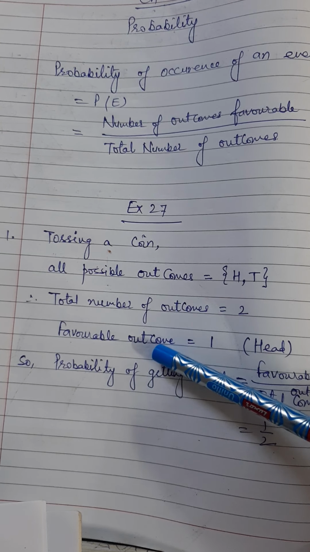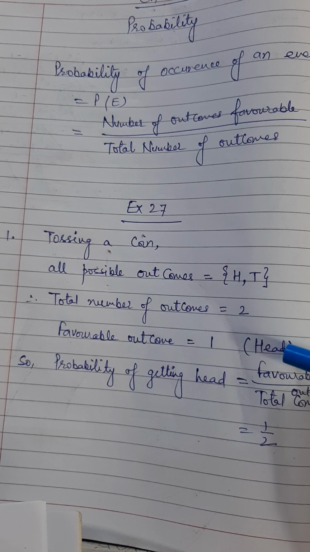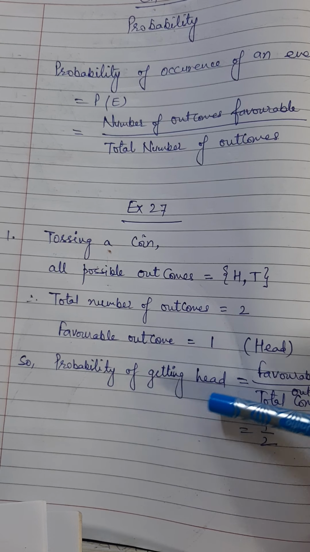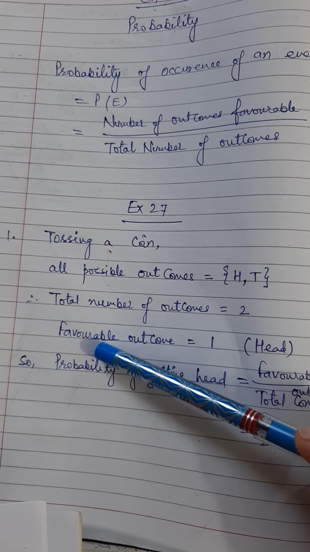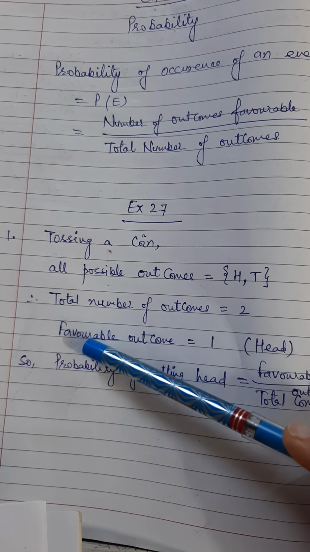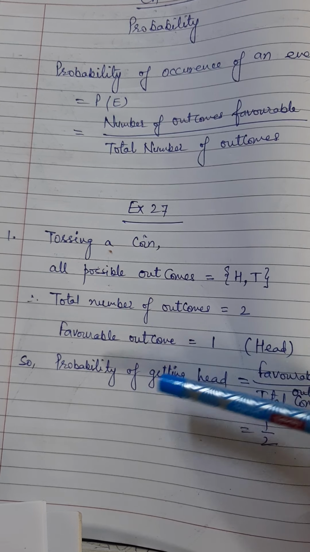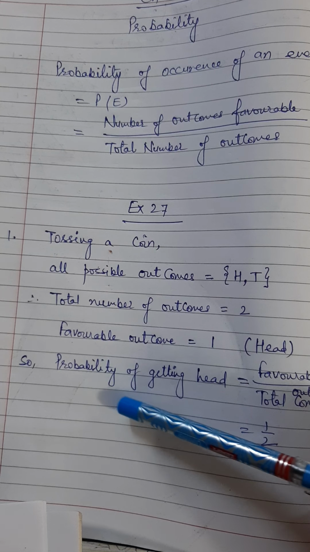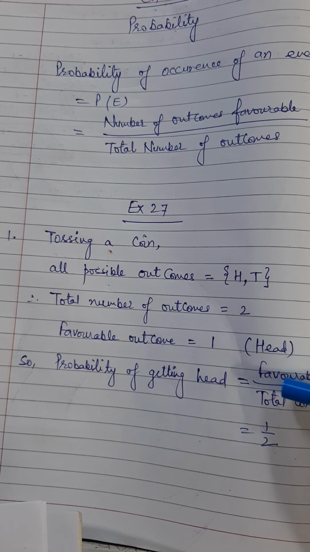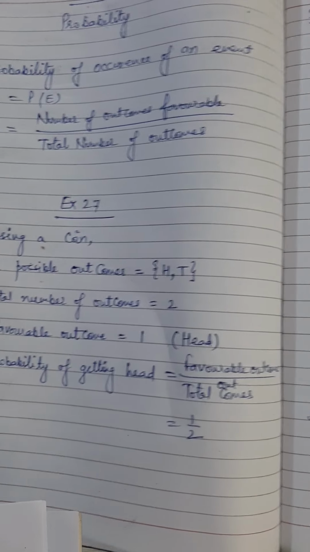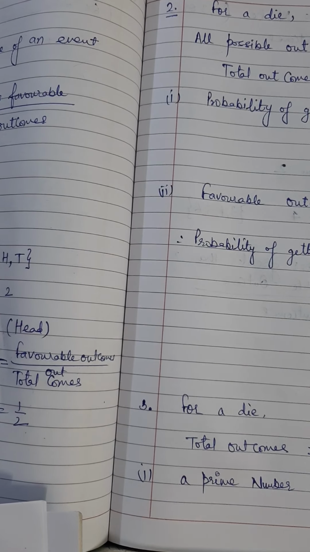Favorable outcomes: in tossing, we can get head or tail, right? So favorable means head, which we get one time. So favorable outcomes is 1. So we can write the probability of getting a head is 1 upon 2. Okay.